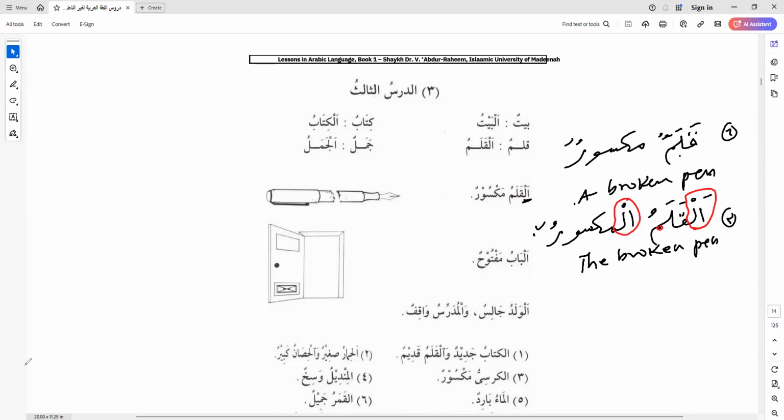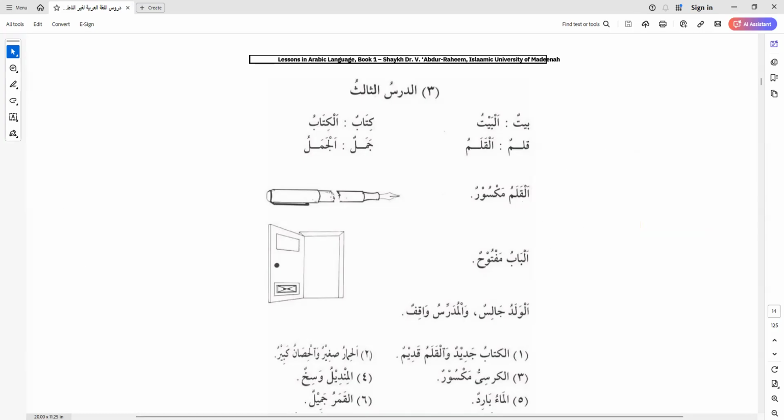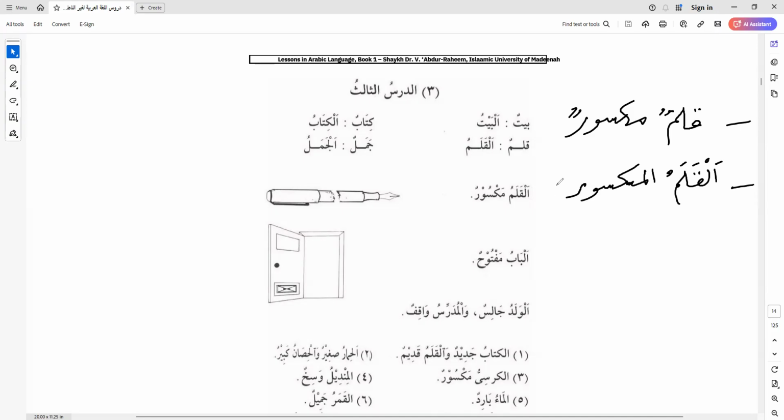You can see the difference, right? Let me clean it. My first sentence is Qalamun Maksurun. And then my second sentence is Al-Qalamu Maksuru. And then the third sentence is this one in the book, Al-Qalamu Maksurun.